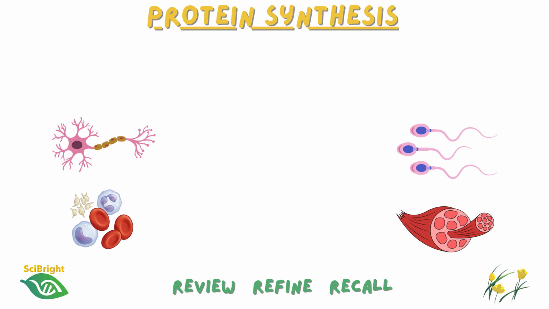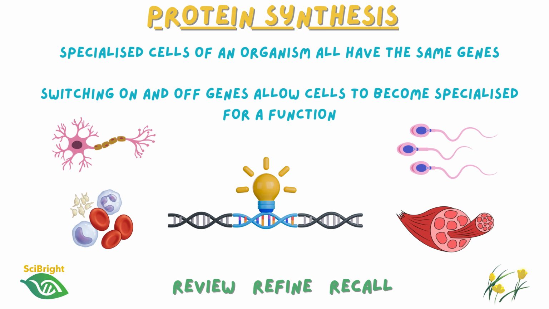So you'll also remember from GCSE that not every cell in the body is the same, even though almost every cell contains exactly the same DNA. A nerve cell looks and functions very differently from a muscle cell or a red blood cell, not because they contain different genes, but because different genes are switched on and off in different cells as part of the specialisation process. This idea of gene expression becomes a major theme throughout A-level biology.